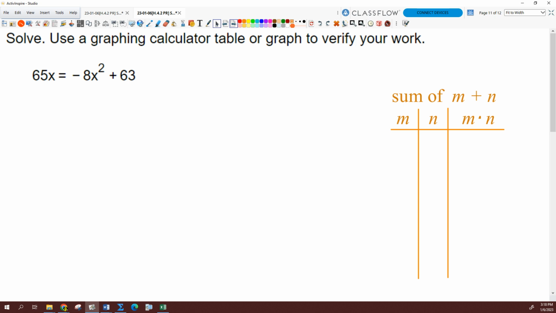Move everything to the left because we want positive value of a, right? So if I move everything to the left, I'm going to get positive 8x squared plus 65x minus 63 equals 0. Yikes. Okay, we've got to factor it. Can I factor out a GCF?